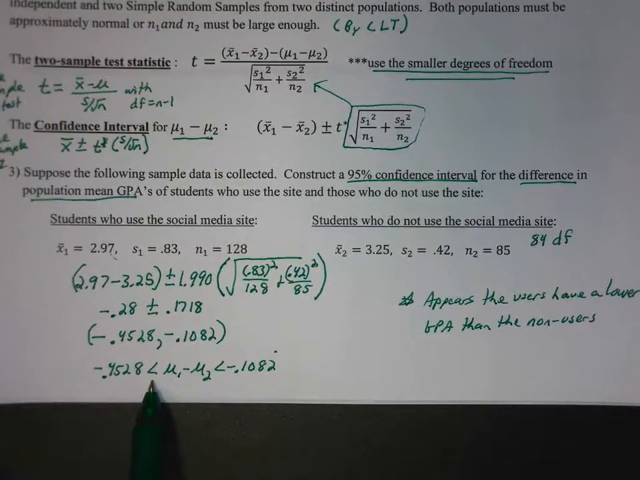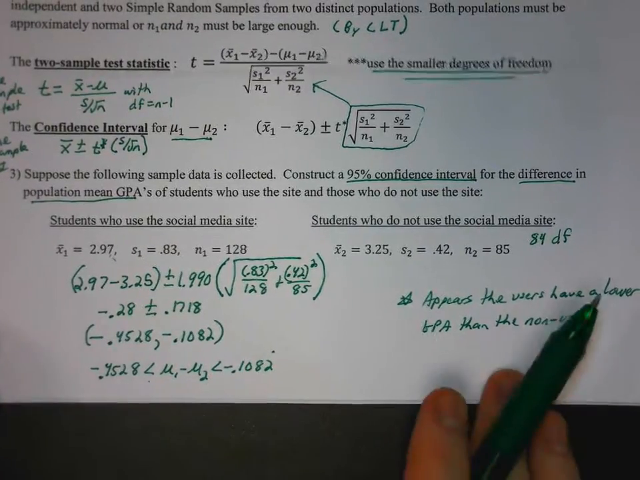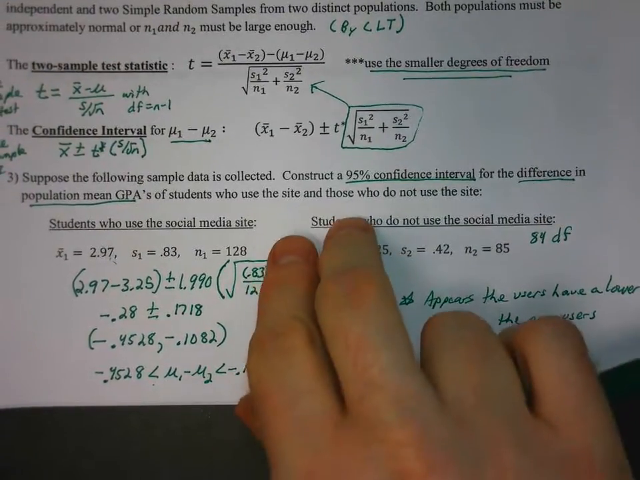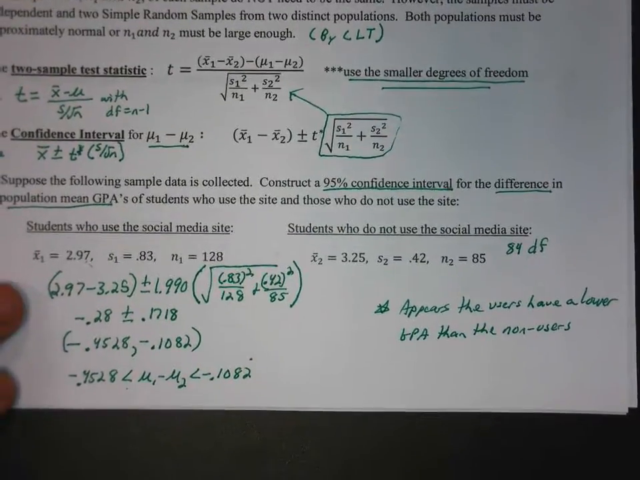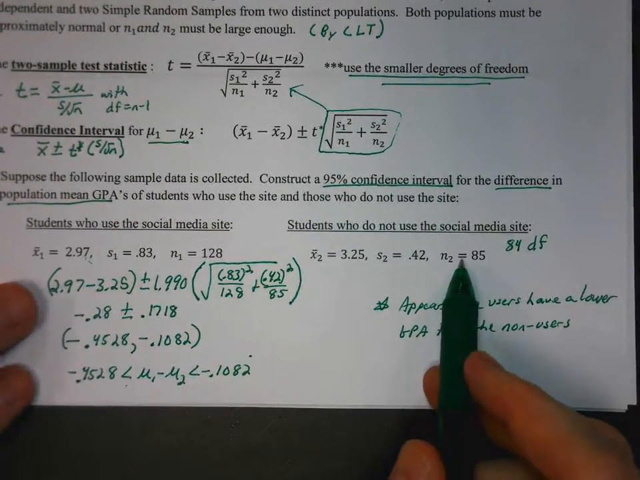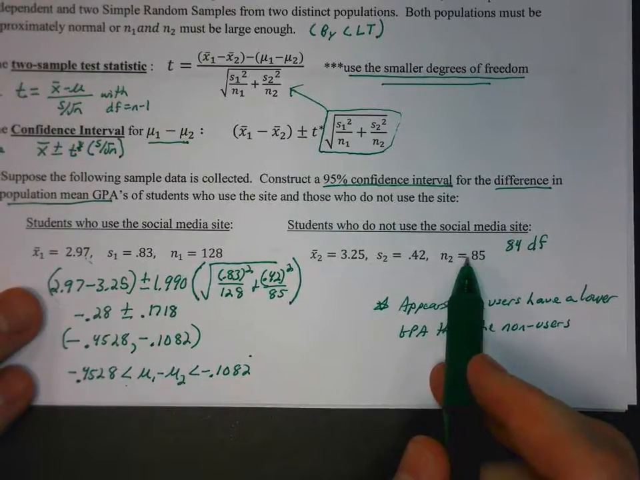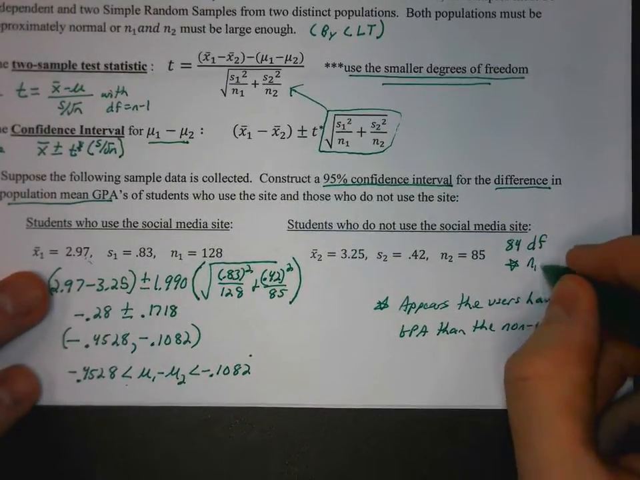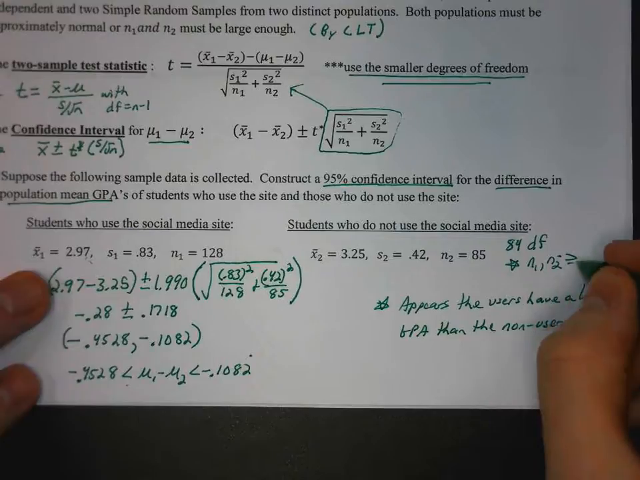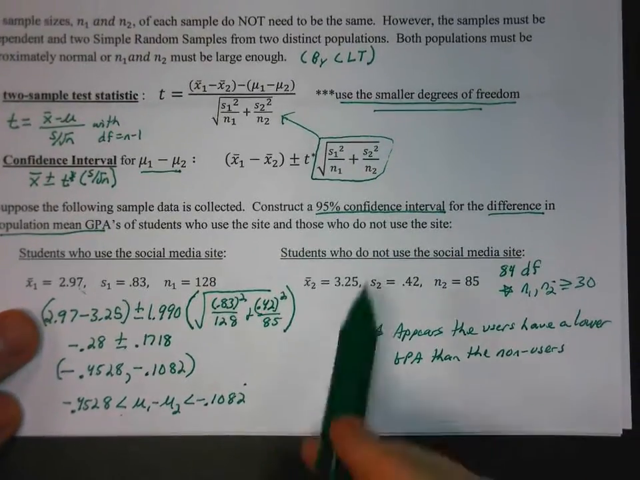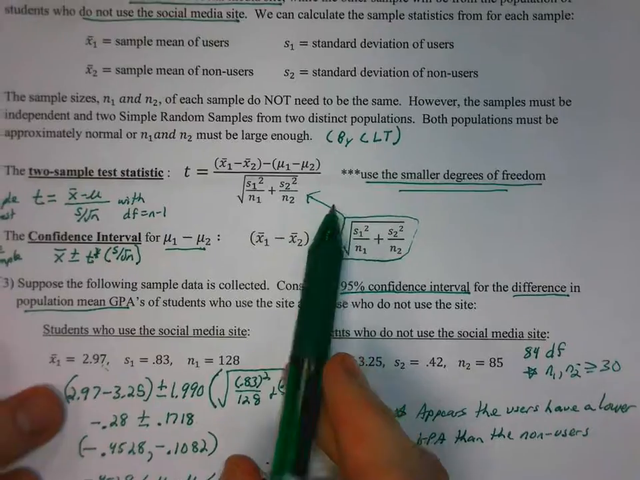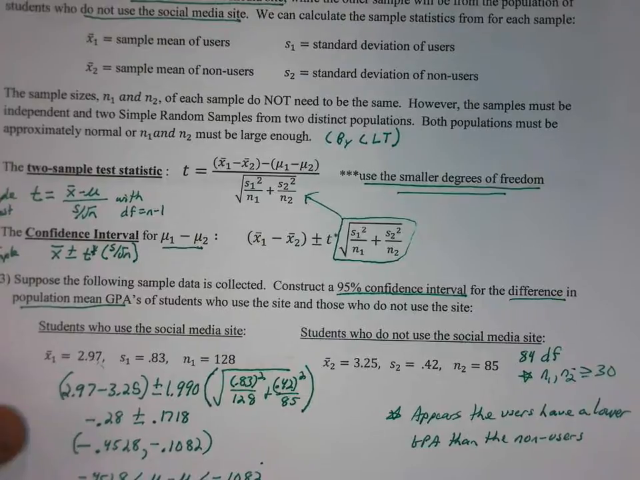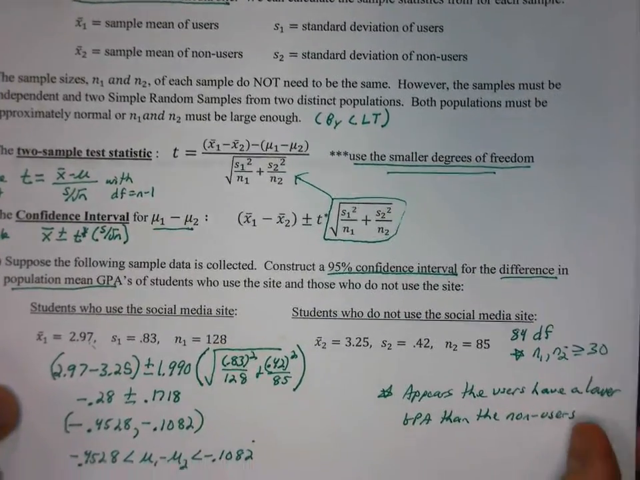So between the means, it appears that the users do have a lower GPA than the non-users. Another thing I should have pointed out before I went on is that the sample sizes were 85 and 128. You can make a note that n1 and n2 were both greater than or equal to 30. That was one of the two conditions, and I should have said that before. The n1 and n2 are large enough, so by the central limit theorem, we can do this and be pretty happy with our results.